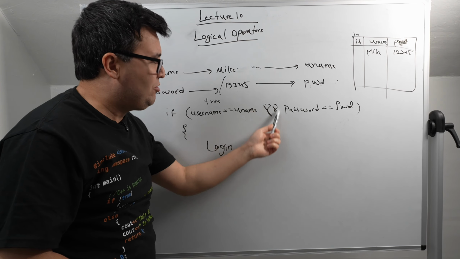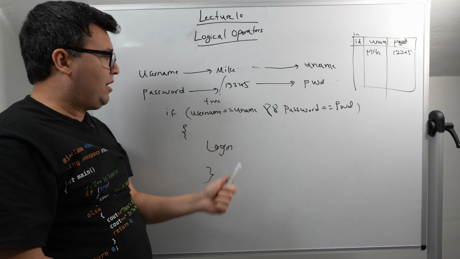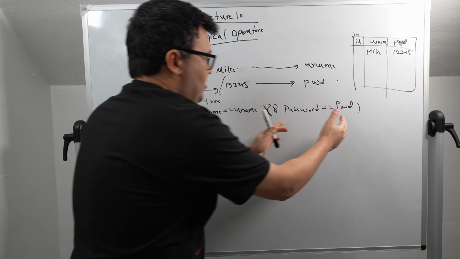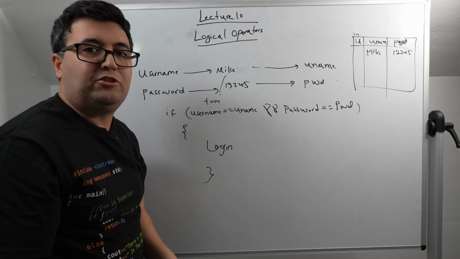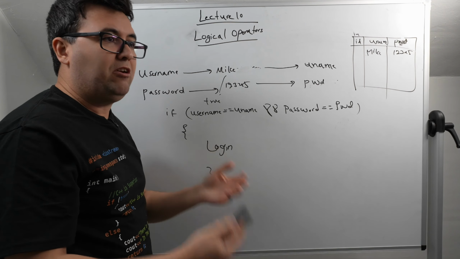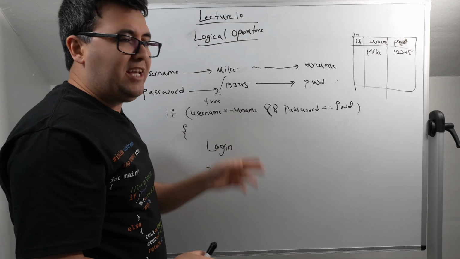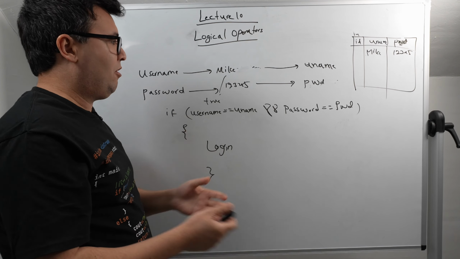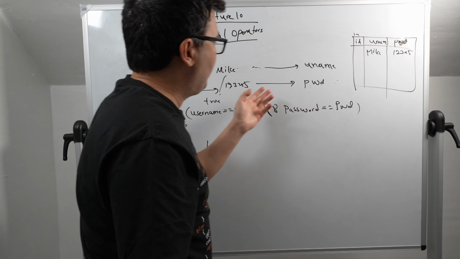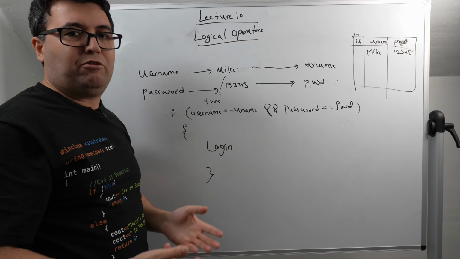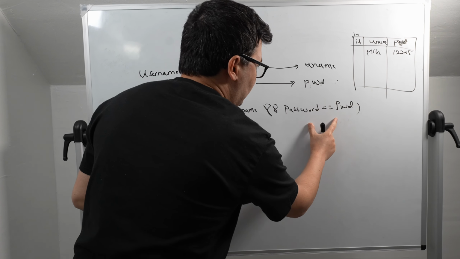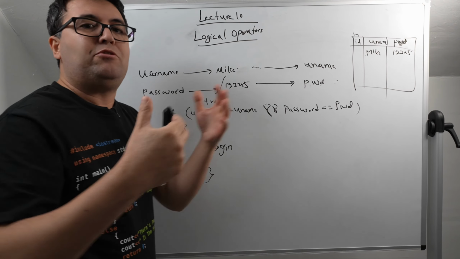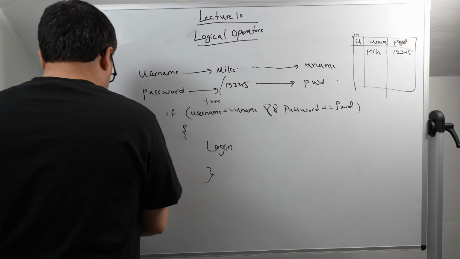As you can see, we use the logical AND operator to combine these two conditions. If one of the conditions is false, the result will be false and you cannot log in. Like if you provided an incorrect username, you cannot log in, or if you provided an incorrect password, you cannot log into your Facebook account. These two conditions should be true at the same time so you can log into your Facebook.